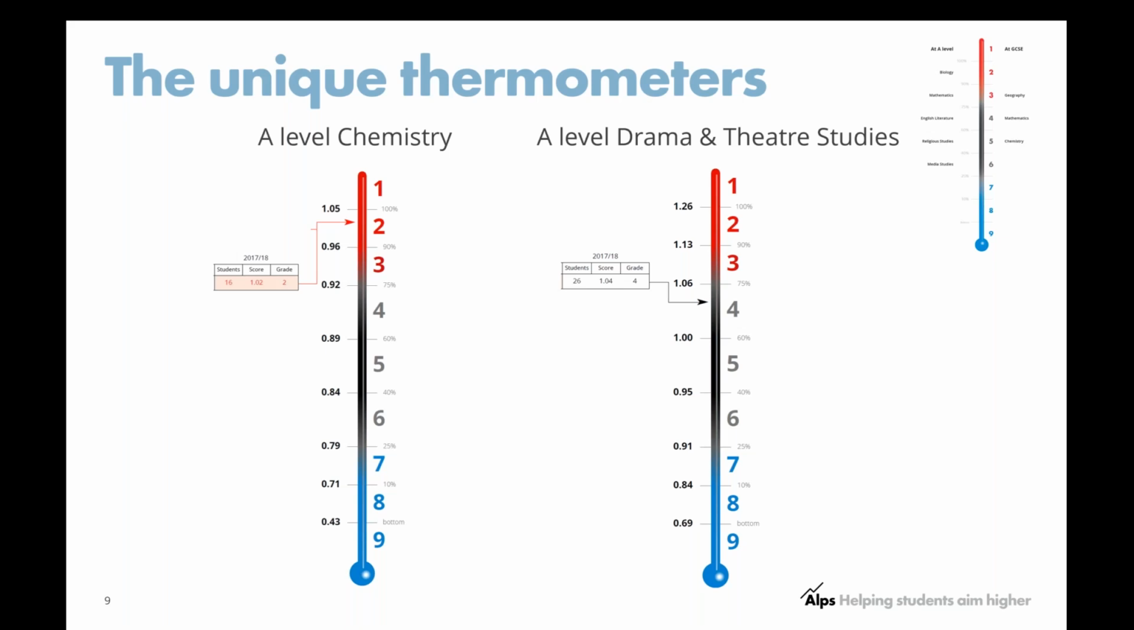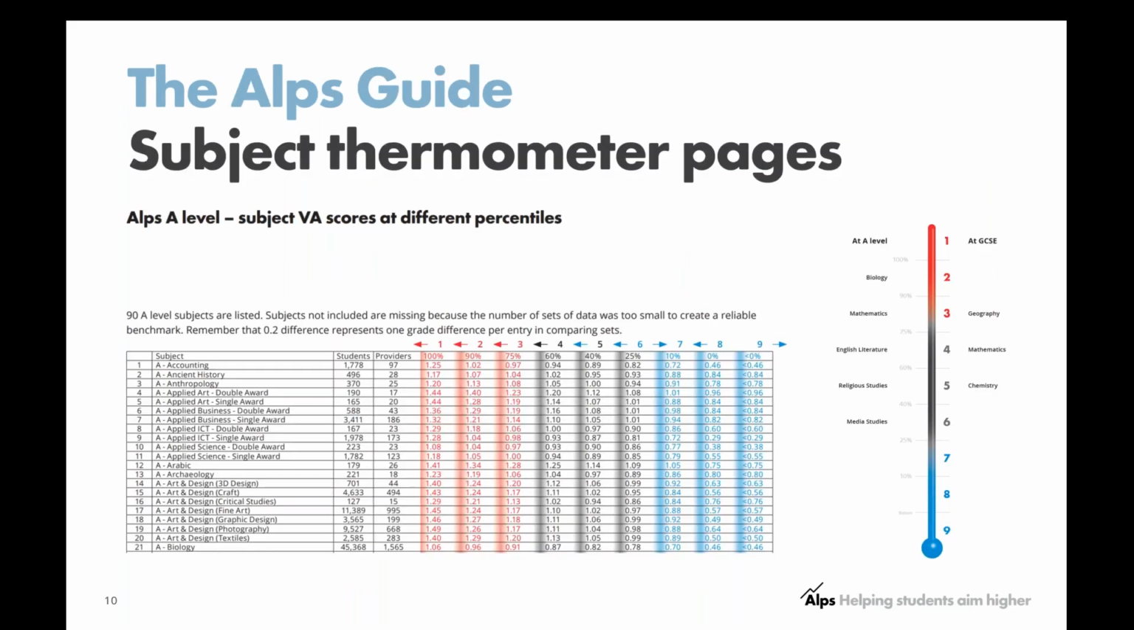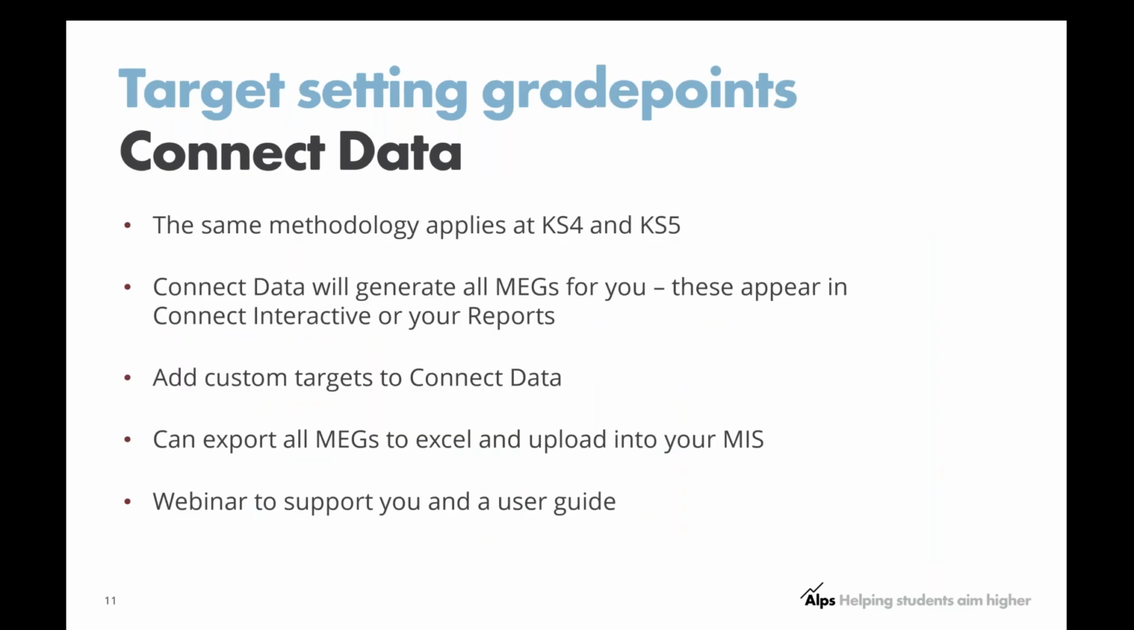Now, the summary of subject thermometers can be found in the Alps guide, and there they are. There's a sample there that will keep you up at night. If you're at all interested in the statistics, it is an interesting page to read, and then comparing it to the GCSE one is also quite interesting if you're like me and you quite like data. Okay. So just a summary of that then. Same methodology at Key Stage 4 and 5.